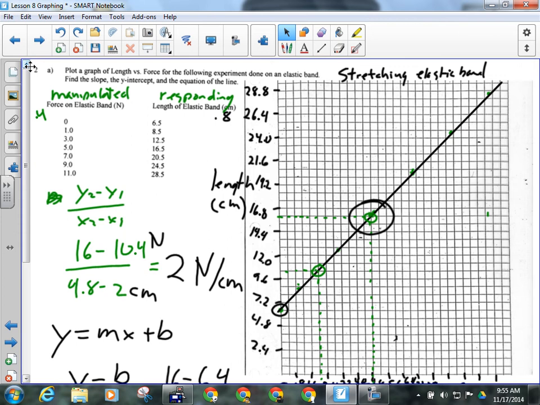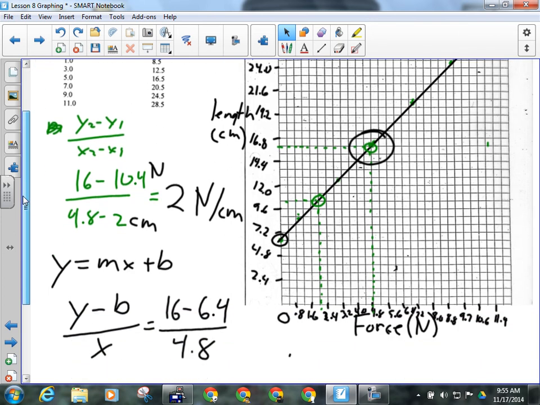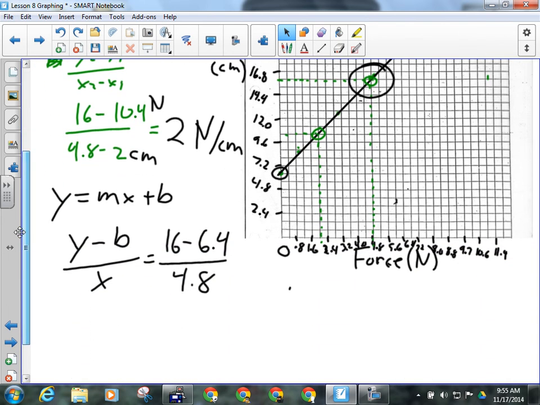All right, how many people have got a slope there? I would say that on this graph I would accept anything between, let's say, 1.8 and 2.2. It's kind of a range, right? Because there's not really a lot of slantiness on that one.